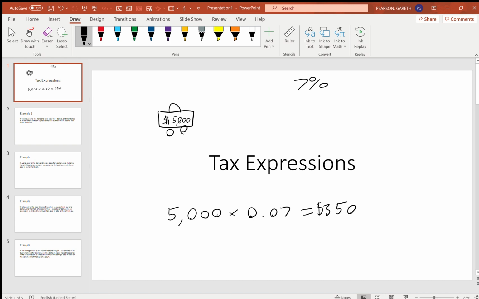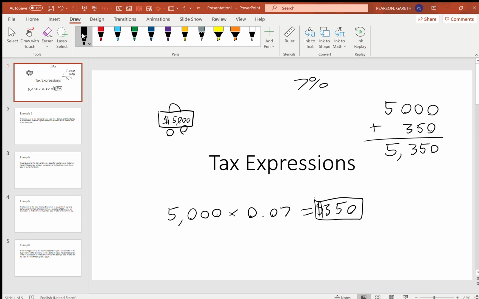So you know that when you go to the store to buy this car, you're going to spend $350 in tax, or you're going to spend in total your $5,000 for the car, plus $350 in tax, for a total of $5,350. Now, that's how finding out how much you pay usually works.